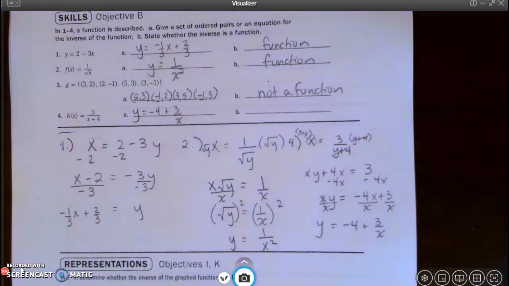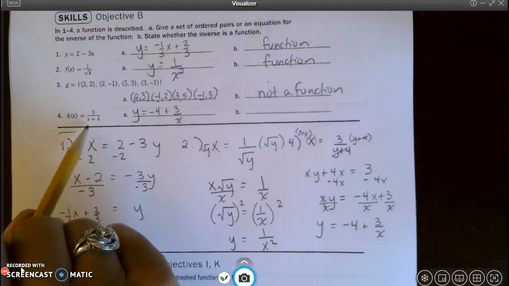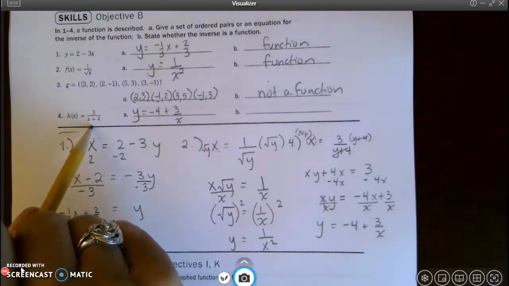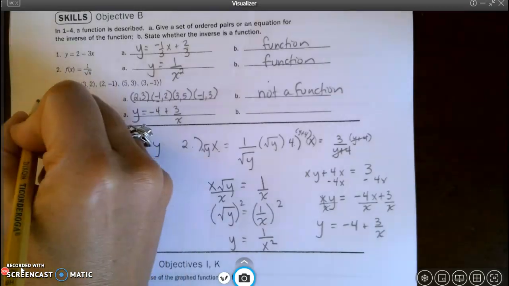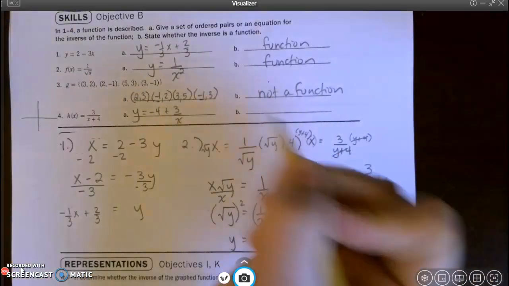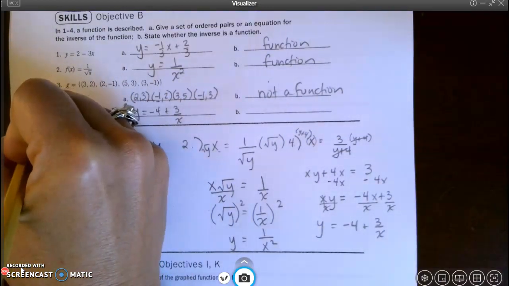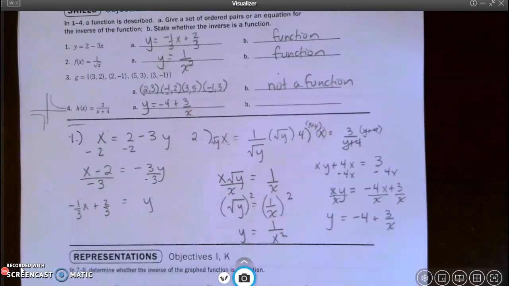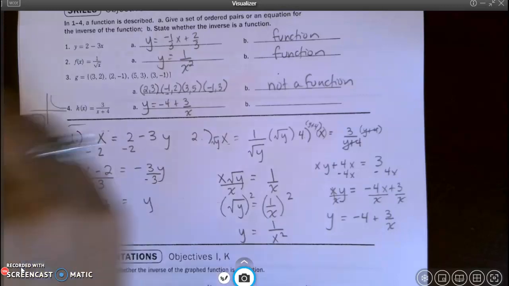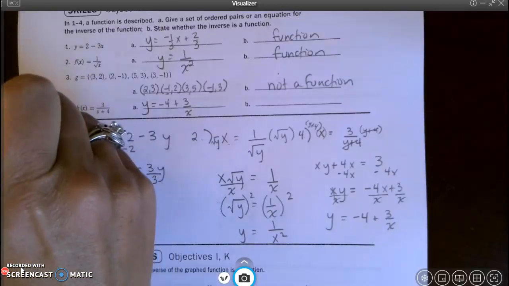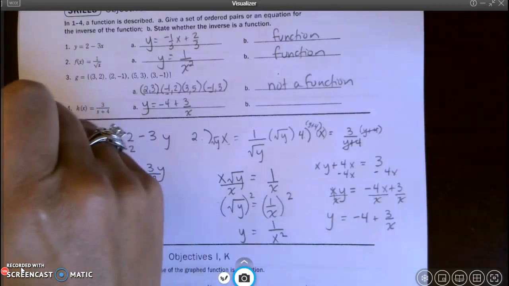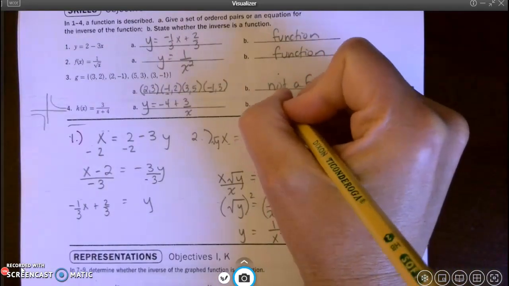Now, in trying to figure out if this is a function, I can simply look back to this, and I know that this graph is going to look like that. It's going to be shifted, but that's the general idea of the graph. And does it pass the horizontal line test? It sure does, so it's a function.